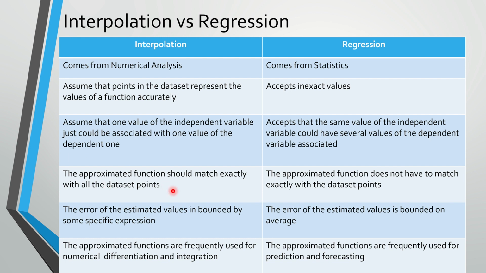Okay, the approximated function should match exactly with all the data points. And that would mean if you put x equal to x1 in the interpolation polynomial or interpolant, it will give you y1. If you put x equal to x2, it will give you y2, and so on. Whereas in case of regression, that is not important. If you have a regression function, and you put x equal to x1, it may or may not be same as y1. If you put x equal to x2, again it may or may not be equal to y2, and so on. So the approximated function does not have to match exactly with the data set points.